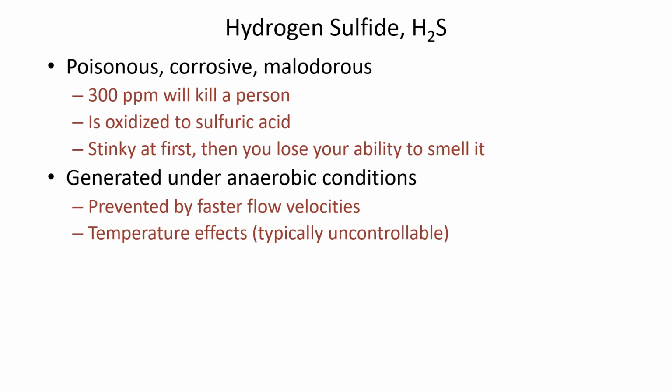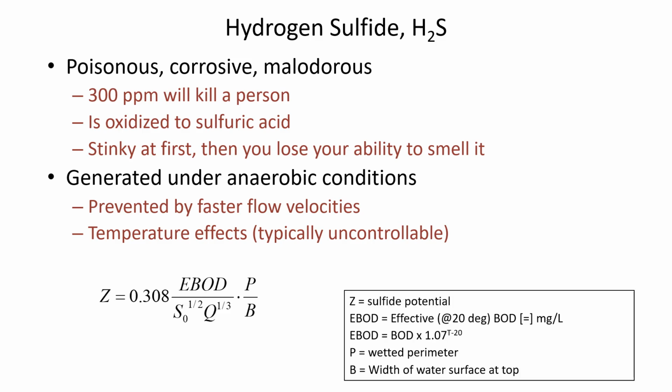Self-cleansing is the idea that if you maintain a high enough velocity, the solid waste, paper, and debris won't settle to the bottom of the pipe, and you're less likely to have hydrogen sulfide forming. One of the ways we can estimate the risk of hydrogen sulfide formation is by calculating this sulfide potential, Z. It's just an empirical equation that's been developed through observation, and it takes into account an effective biochemical oxygen demand, which is a representation of the strength of the wastewater.